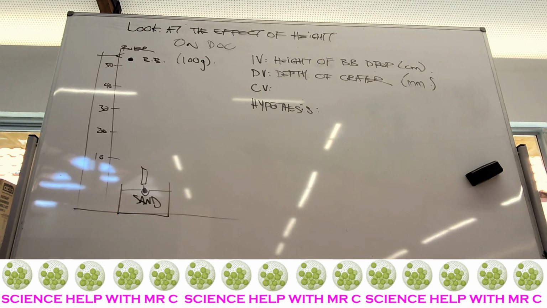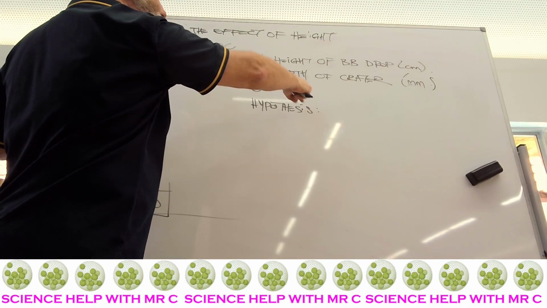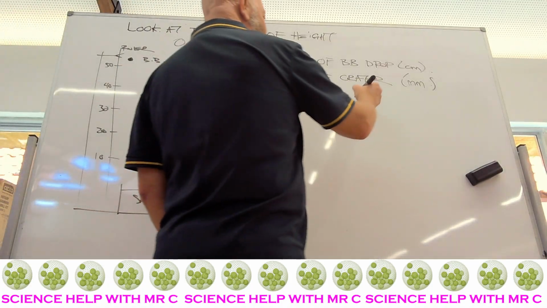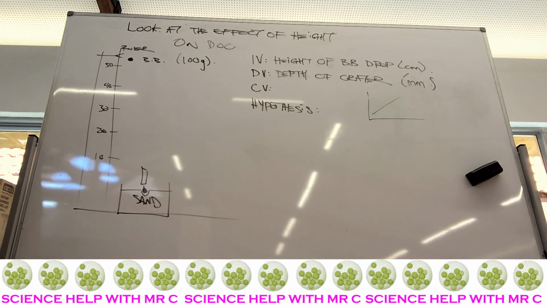Okay. Right. All right, so the hypothesis is what you think the effect of the independent variable is going to be on the dependent variable. And I'll tell you, as the height of the ball bearing drop increases, the depth of the crater will also increase. We're going to end up with a graph that looks pretty well similar to that. What kind of result do we call that? Linear. It is, well done.